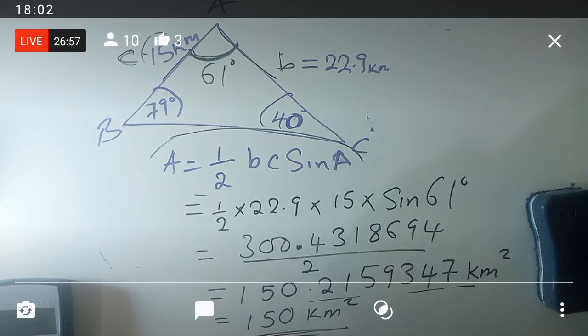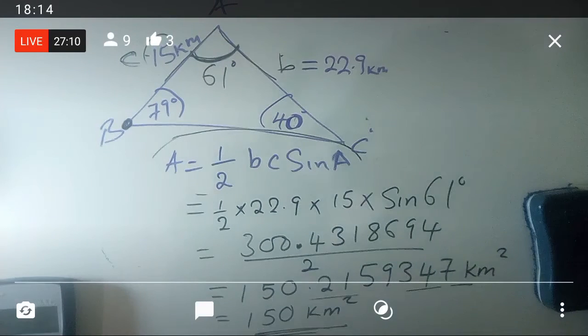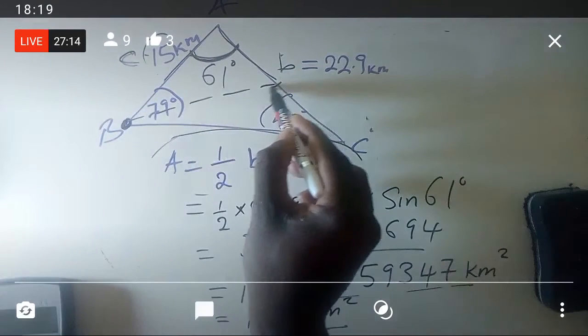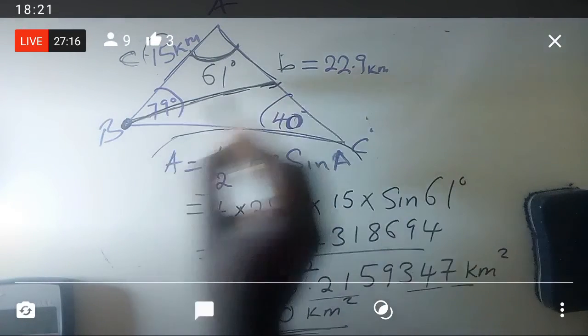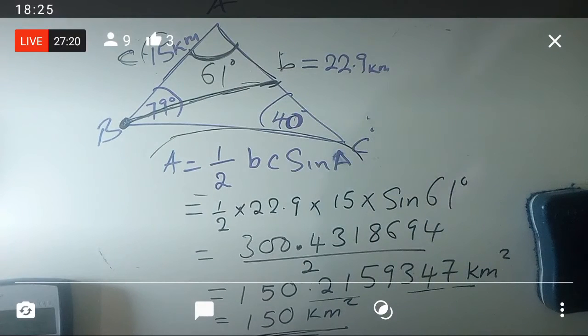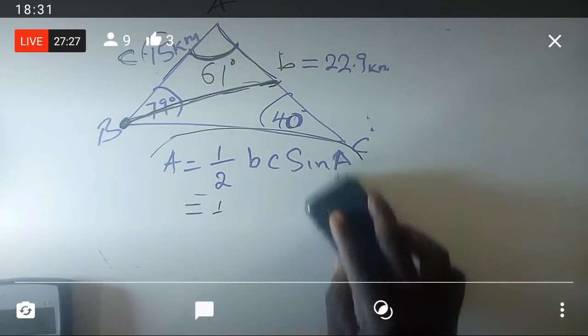So now, the other question, they are saying shortest distance, meaning we calculate the shortest distance from B, which is here, to AC, meaning we calculate this distance, the shortest distance from here to touching this line AC. So how do you calculate the shortest distance? Very simple.